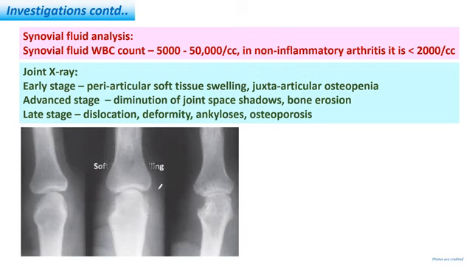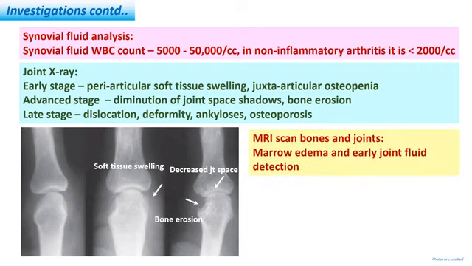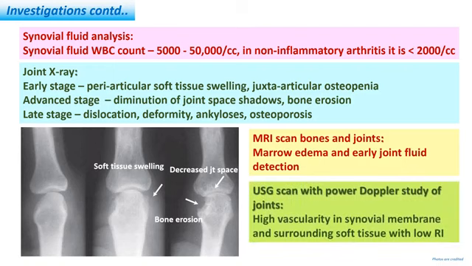X-ray: here we can see the soft tissue swelling in the early stage. In later stage, decreased joint space shadow and bone erosion. MRI scan of bones and joint may show marrow edema and early joint fluid detection. Ultrasonography scan with power Doppler study of joint usually shows high vascularity in synovial membrane and surrounding soft tissue with low resistance index, usually less than 0.8.